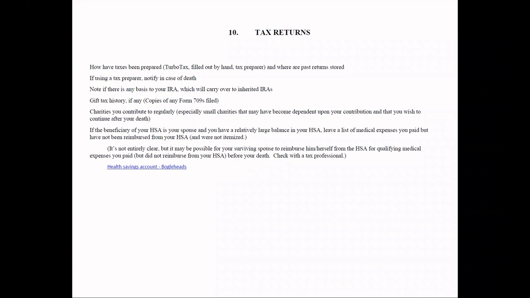And, you know, a lot of Bogleheads could be going above that amount. So if you had filed a gift tax form in the past, it would actually be important to have those forms.